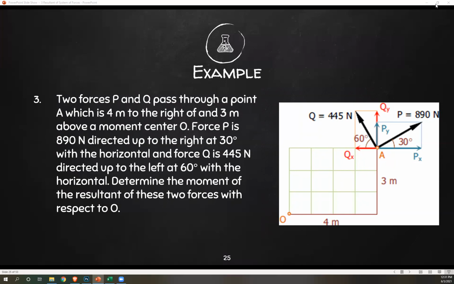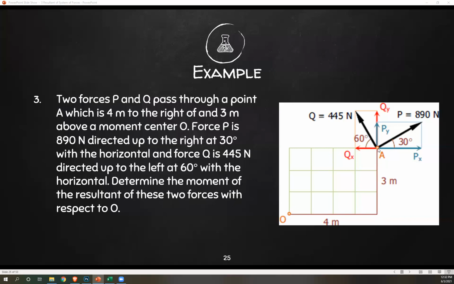All right. So basically, we're given the description of your system of forces. You're supposed to draw that based on the description, but we already have the drawing here on the right. So let's check. So we have a point O. Forces P and Q are 4 meters to the right, and then 3 meters above O. So this is where your P and Q are.